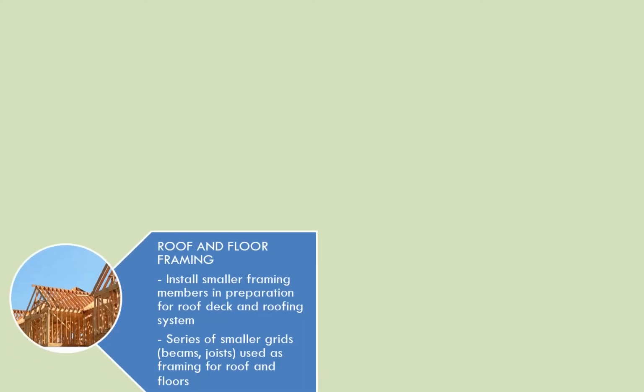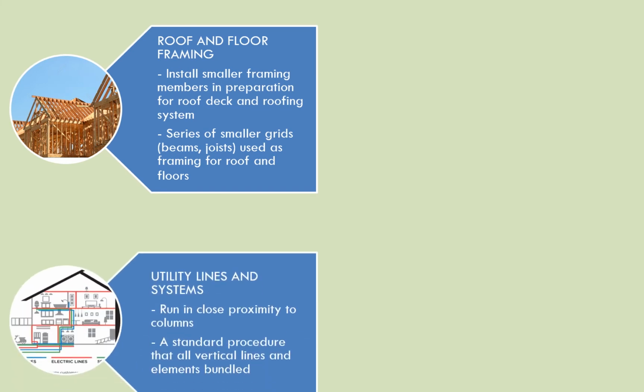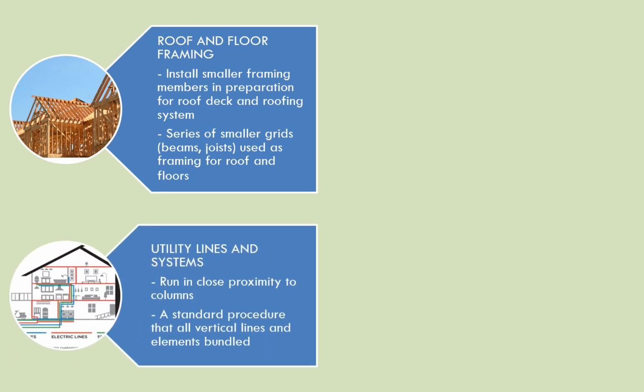Smaller framing members and grids are installed in preparation for roof deck, roofing systems and flooring. Utility lines and systems run in close proximity to columns. It is a standard technique that all vertical lines and elements be bundled together, hence they can share the same floor openings, reducing disturbance into procedures.